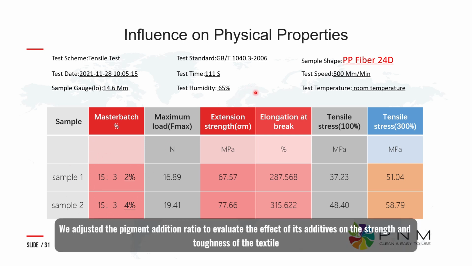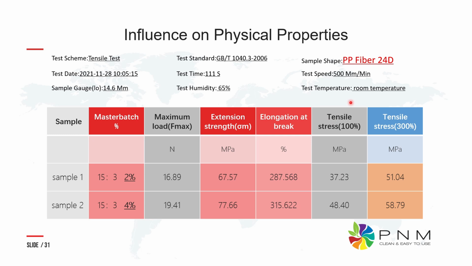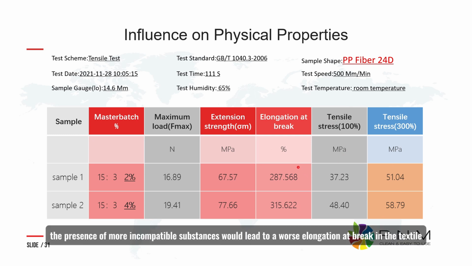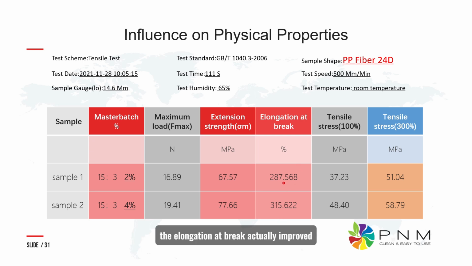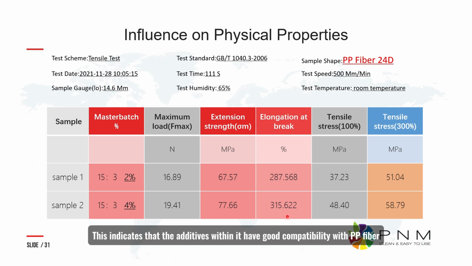We adjusted the pigment addition ratio to evaluate the effect of its additives on the strength and toughness of the textile. In theory, the presence of more incompatible substances would lead to a worse elongation at break in the textile. However, our experimental results found that as the addition level of our Pre-dispersed product increased, the elongation at break actually improved. This indicates that the additives within it have good compatibility with PP fiber.